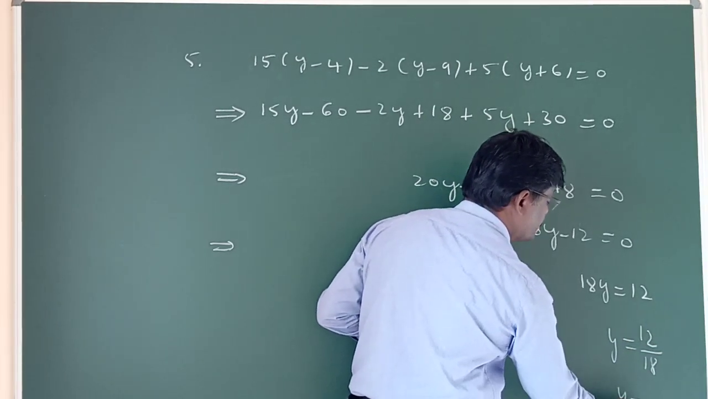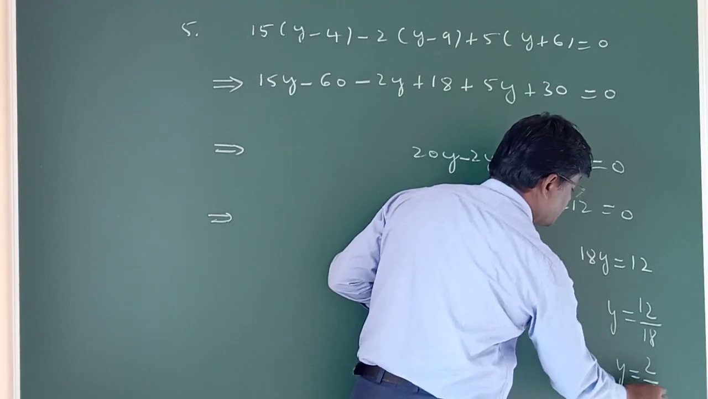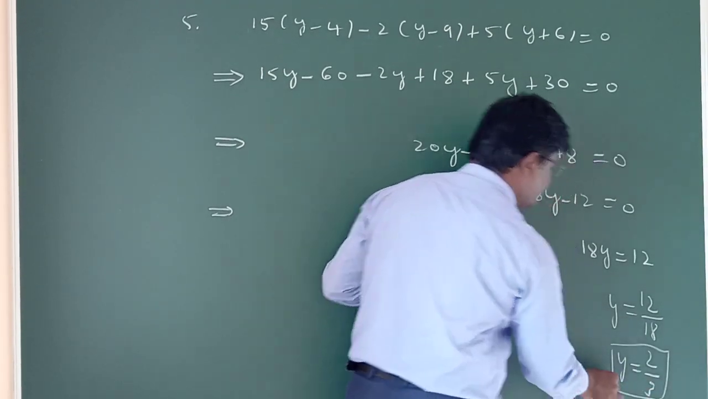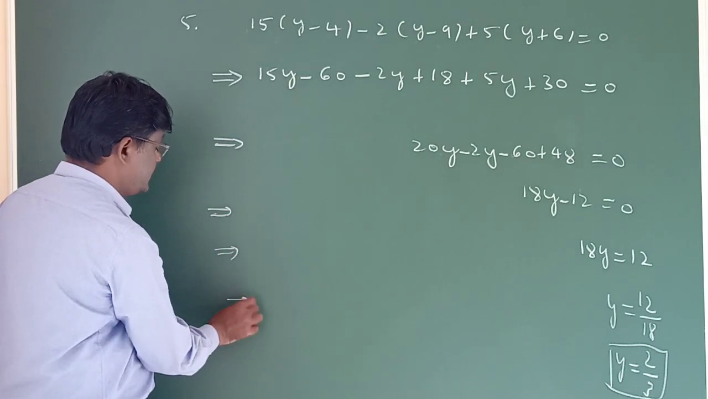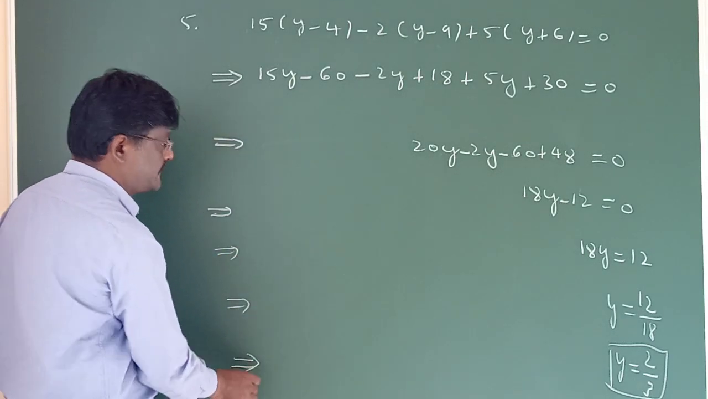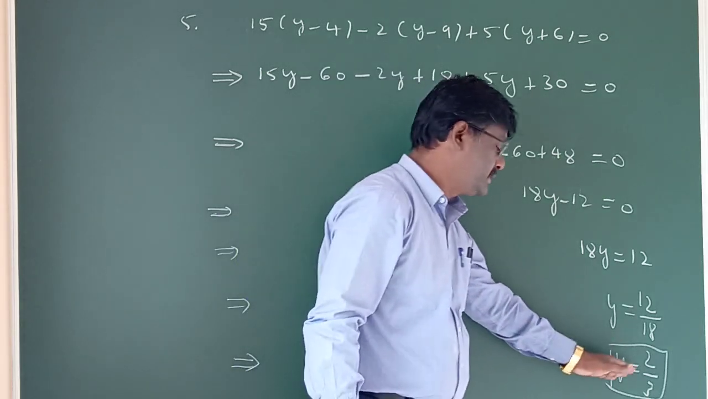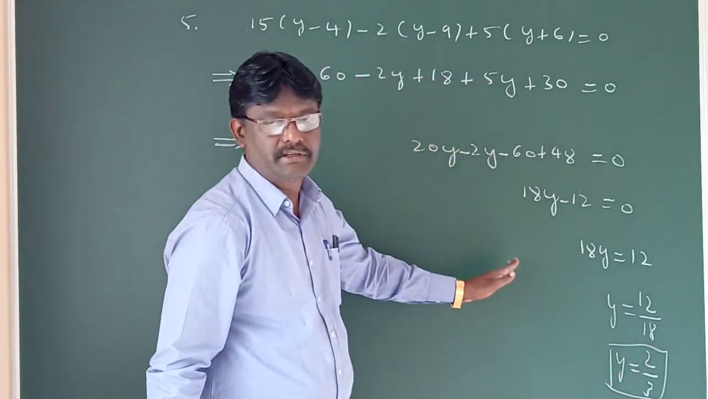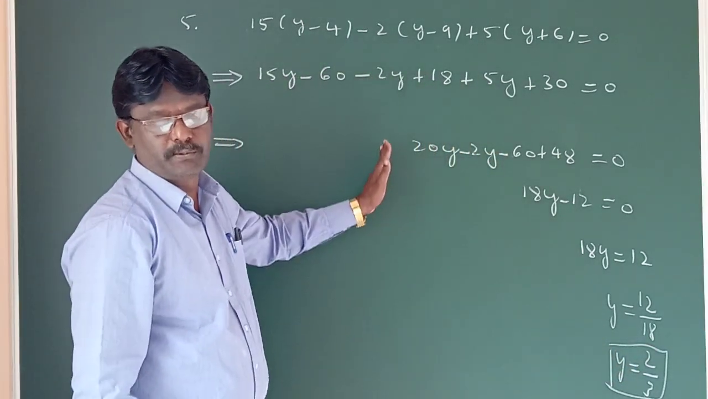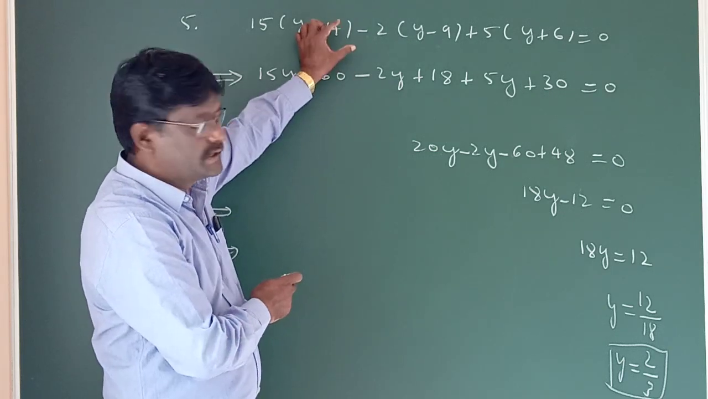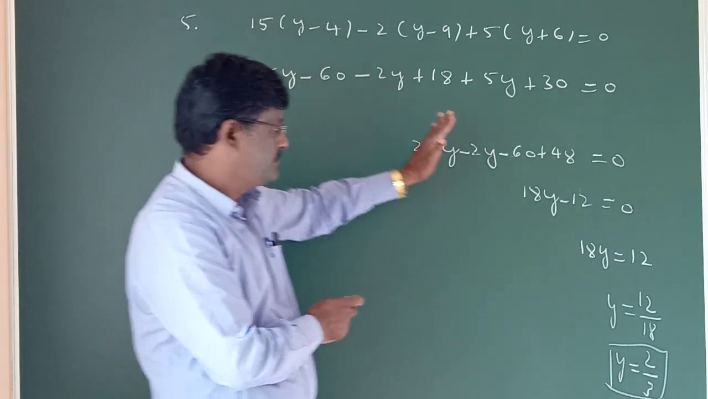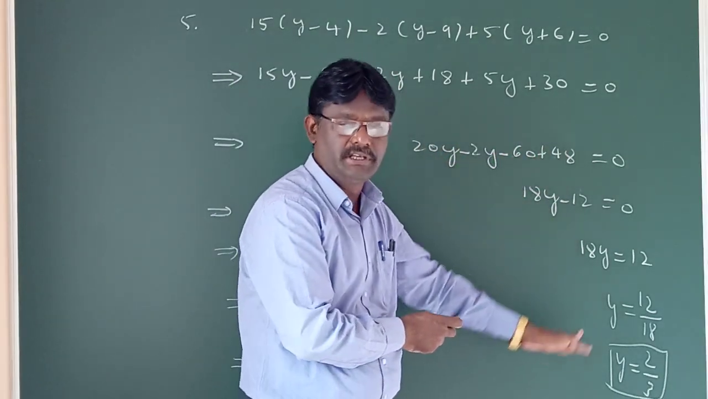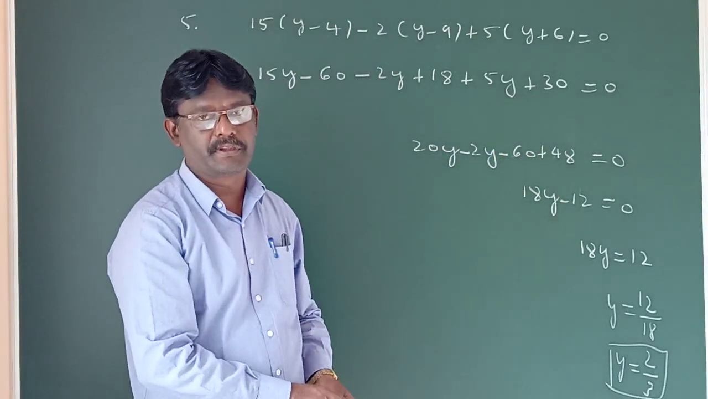This is further simplified as what? 6 2s are 12, 6 3s are 18. Okay, children. Now just put implies here. Implies means it is nothing but therefore. So thus the value of y becomes what? 2 by 3. Thus children, in all 5 problems, in the beginning they were not in the simplest form, and we reduced into the simplest form like this, and then finally we got the solutions.